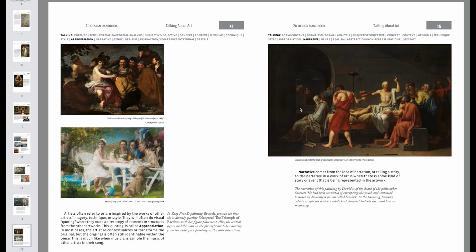Zoe Frank's painting Brunch, on the left, you can see, is appropriating the composition and also some specific faces from Velázquez's painting on the top.